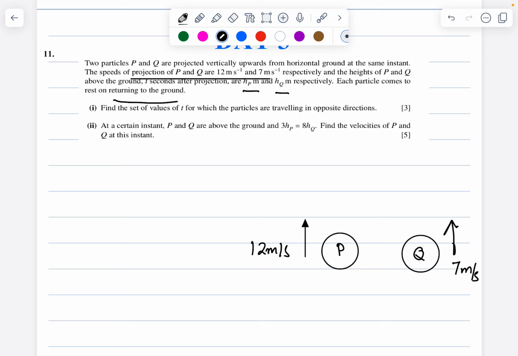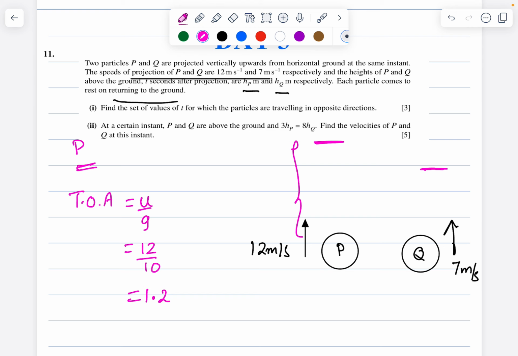Now we will find the time of ascent, the time taken to go up. The time of ascent for particle P is u upon g, which is 12 divided by 10, which is 1.2 seconds. Whereas for Q, the time of ascent is u by g, 7 divided by 10, which is 0.7 seconds.